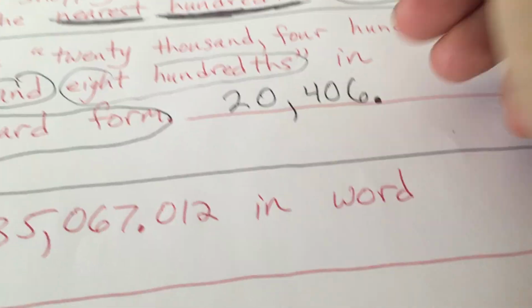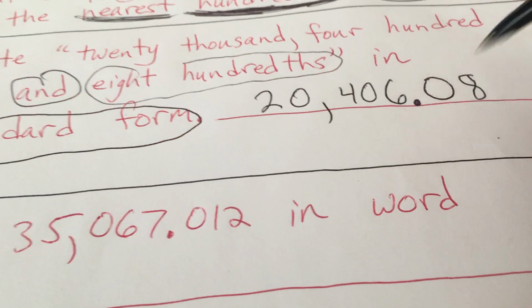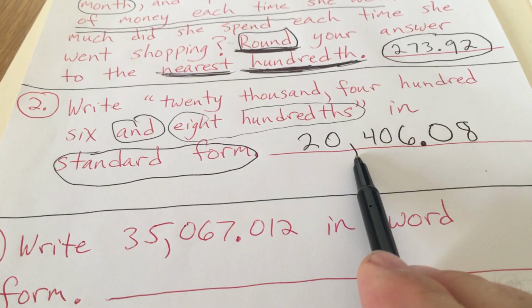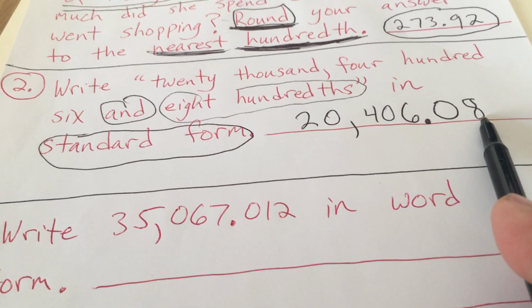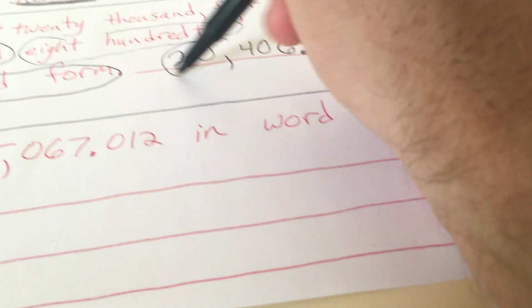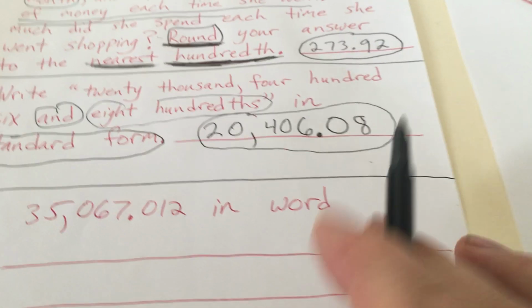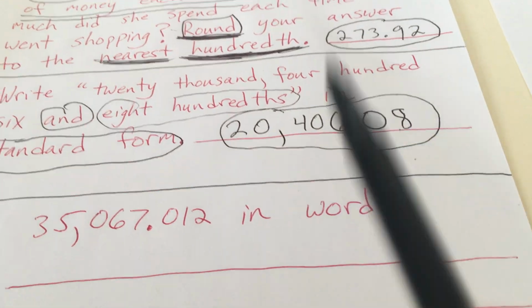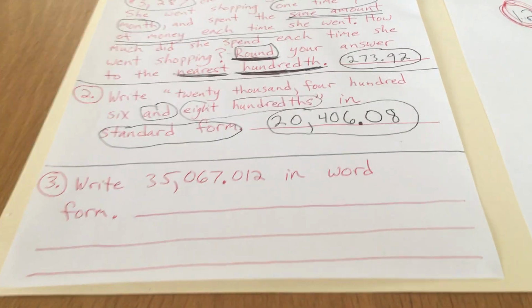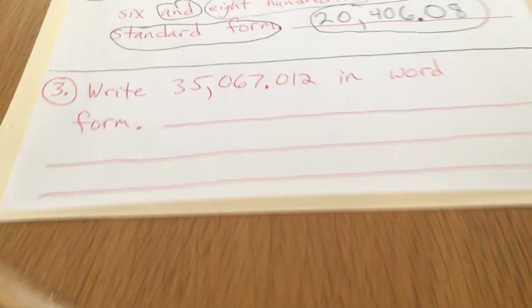So not 8 tenths, so there's 0 tenths. We have to put the 8 in the hundredths place. So 20,406 and 8 hundredths. This is how you write that number in standard form. It's got to be exactly like that. Give yourself some snaps if you got that one. Nice work.